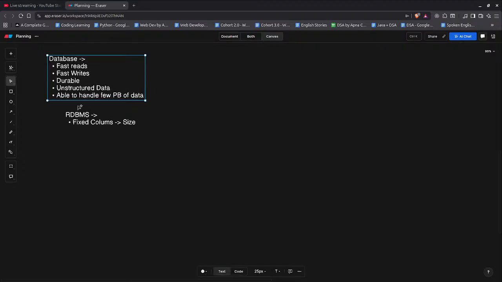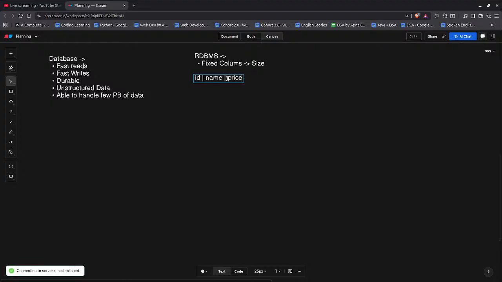So the first thing is that the data should be durable, and when it comes to an RDBMS database, it has fixed columns, and those fixed columns have their fixed sizes. So if we talk about an RDBMS database, suppose we have the ID, name, price and rating. These are the things that we have. Now we have to simply assume the type and size of them. So ID, price, rating are going to be numbers.